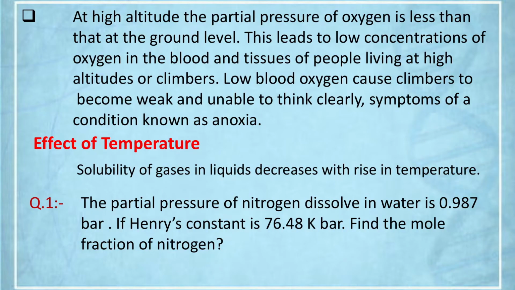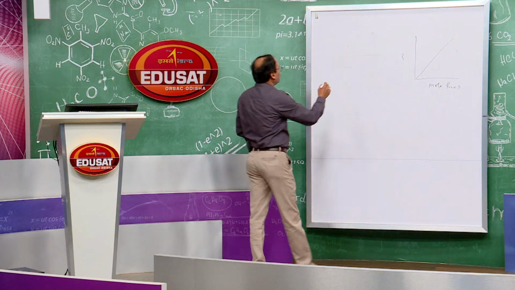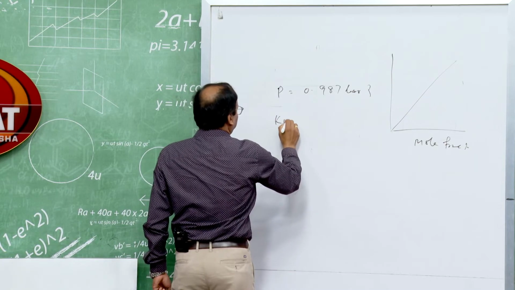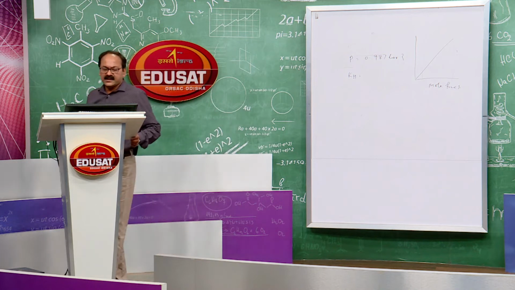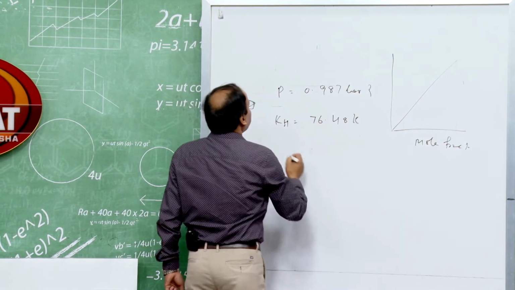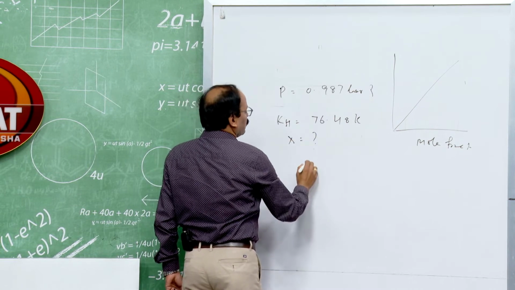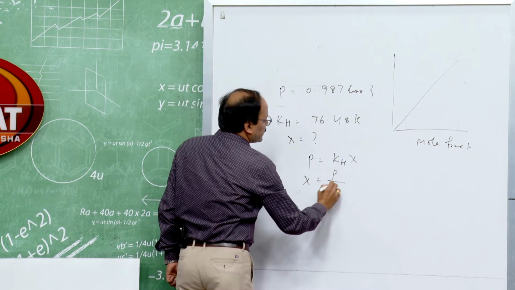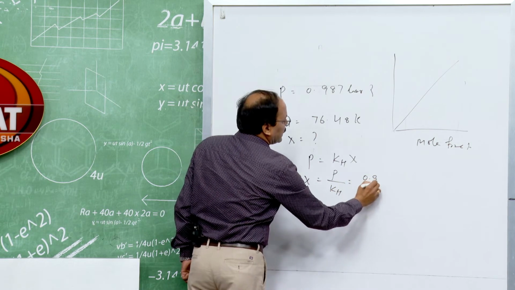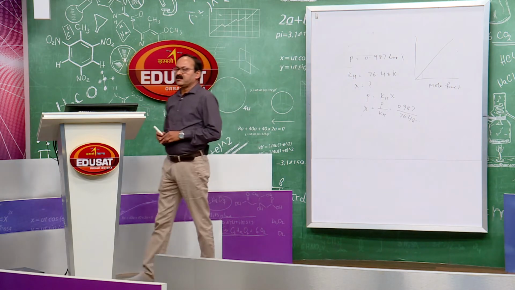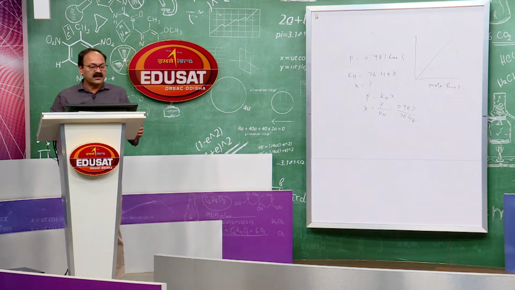The partial pressure of nitrogen dissolved in water is 0.987 bar, and KH is given as 76.48. It is a very simple 2 marks question. What will be the mole fraction? We have the formula P is equal to KH into x. So, x will be equal to P by KH, that is 0.987 divided by 76.48. So, this will be the answer. The mole fraction you can find out very easily by applying this equation. This is a very simple problem which will come in the examination as a 2 mark question.